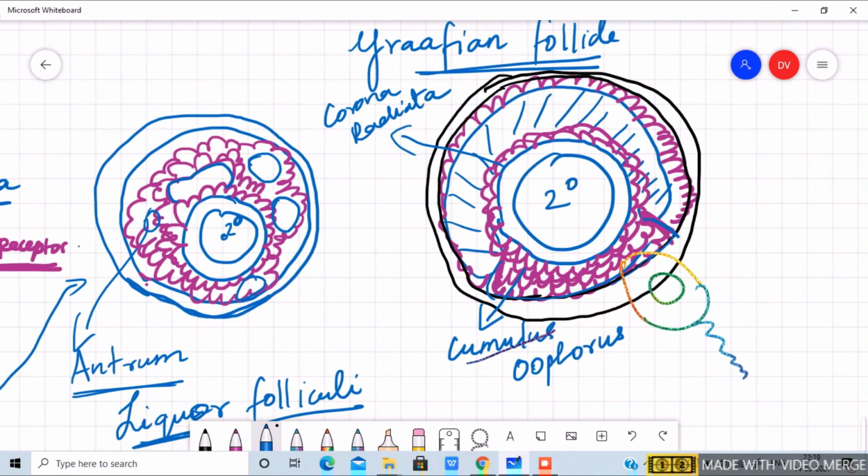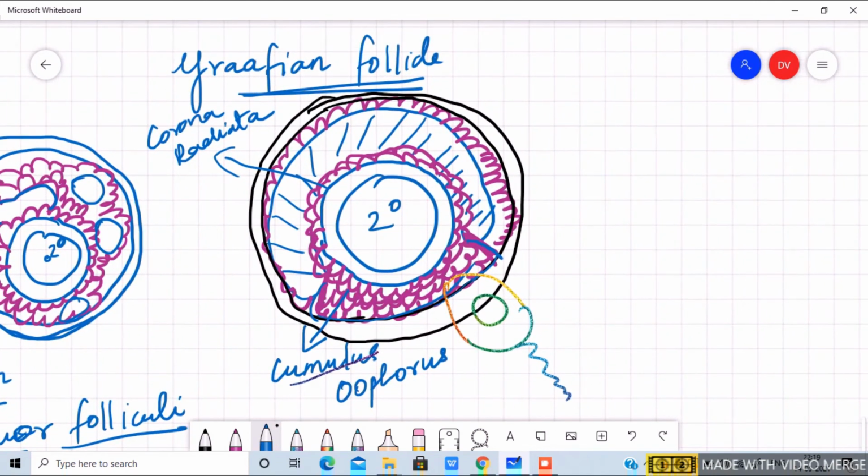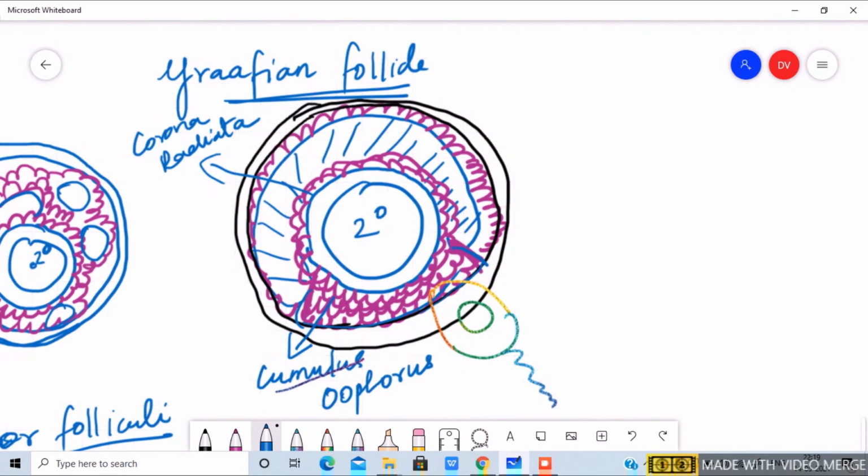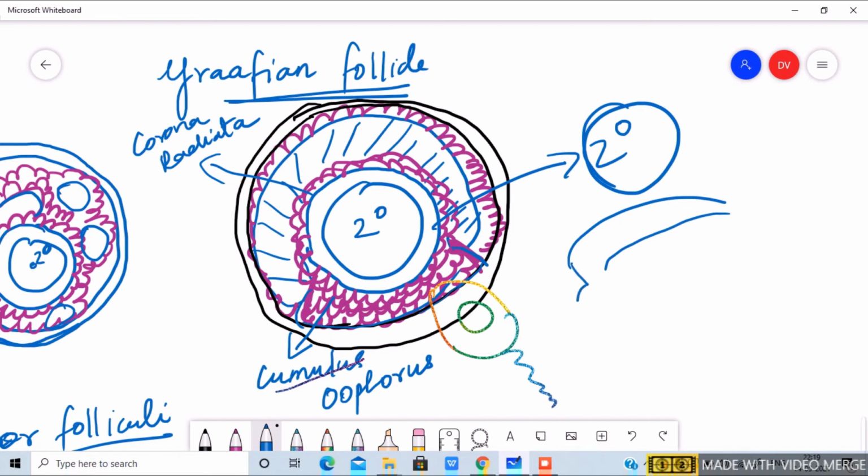And then finally, if you look at the Graafian follicle, this is how it will be exactly, right? This Graafian follicle will be ruptured and then the oocyte will come out, that is the secondary oocyte will come out. If this is the ovary, this is the Graafian follicle, it has the secondary oocyte that will be released out, and it will wait in the ampullary region of the fallopian tube.